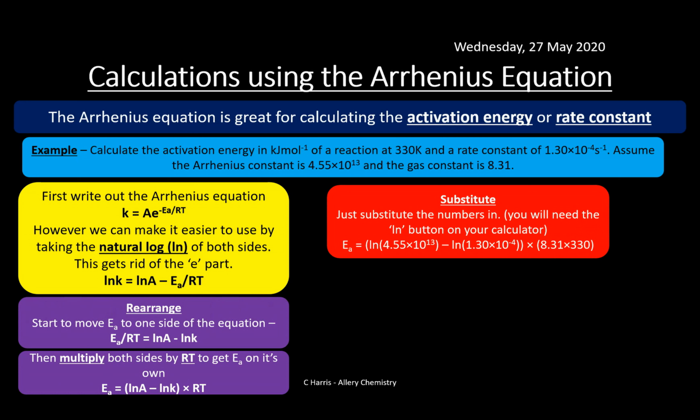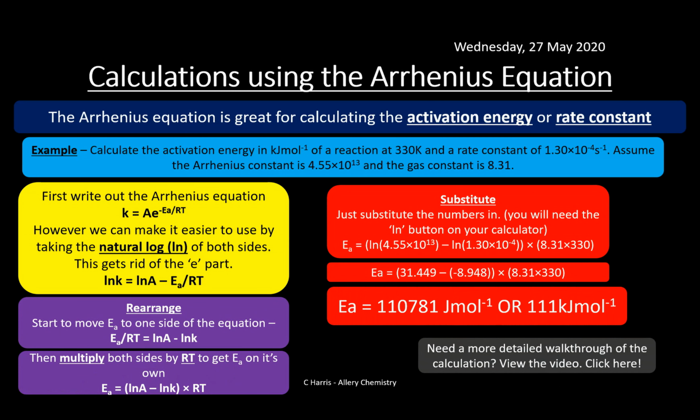So what I'm going to do is simplify this a little bit further. So there it is. All I've done is I've done this to get that, I've done this to get that, and then obviously I've left this bit at the side. I've just taken the natural log of both these numbers to see what that is. Then we put all of them in our calculator, and we get a value of EA, which is 110,781 joules per mole, or 111 kilojoules per mole.